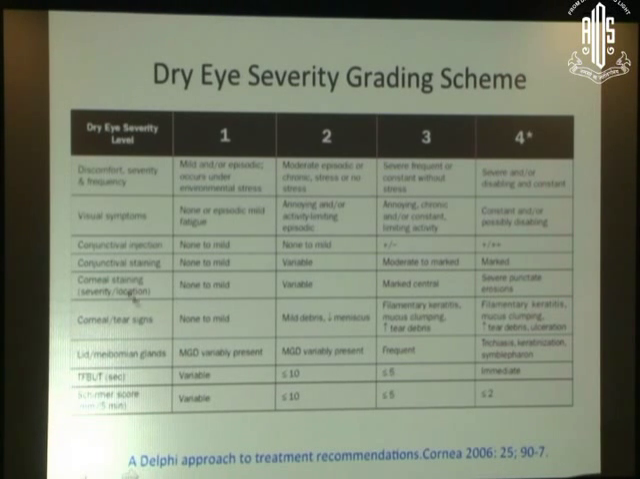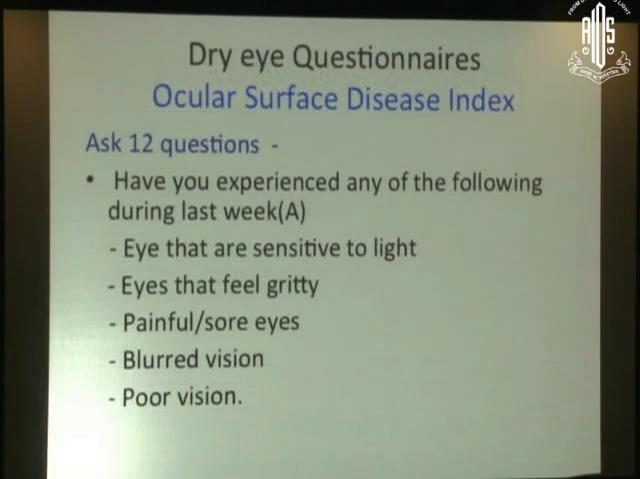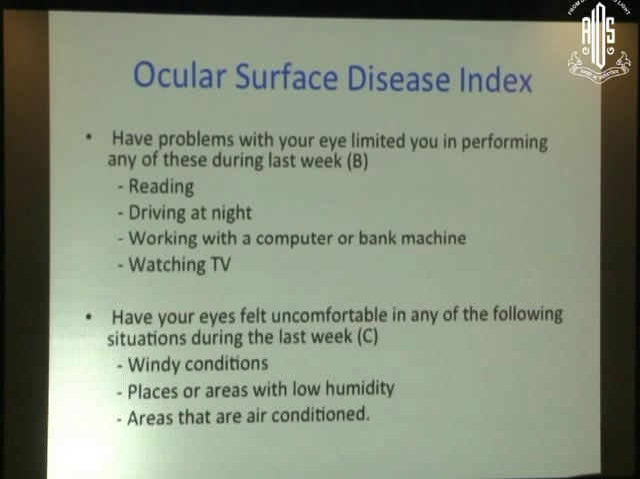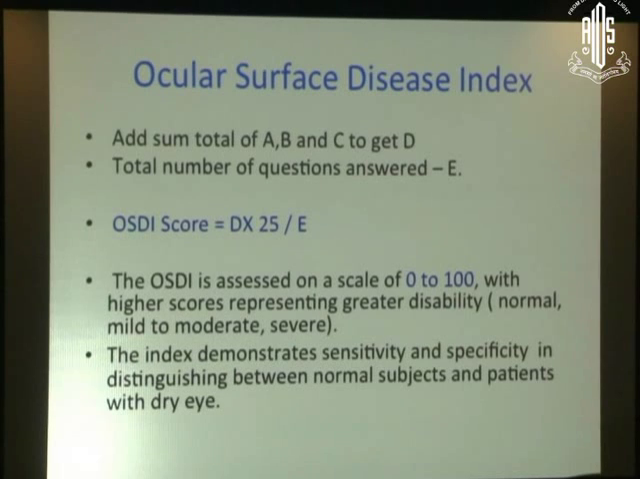So individually, all of these may be variable, all of these may not give you very accurate guidelines, but taken together, they improve your sensitivity and specificity of diagnosis. There are also multiple questionnaires available. One of these is the Ocular Surface Disease Index questionnaire, which has been validated in multiple trials. So you ask a variety of questions to the patient, how they feel about their condition, and then you attach a score to every answer, every response. So you add A, B, and C, the questions that you ask, to get a score which is D.